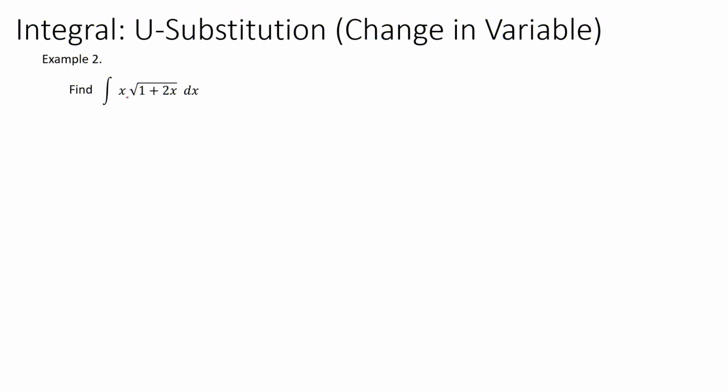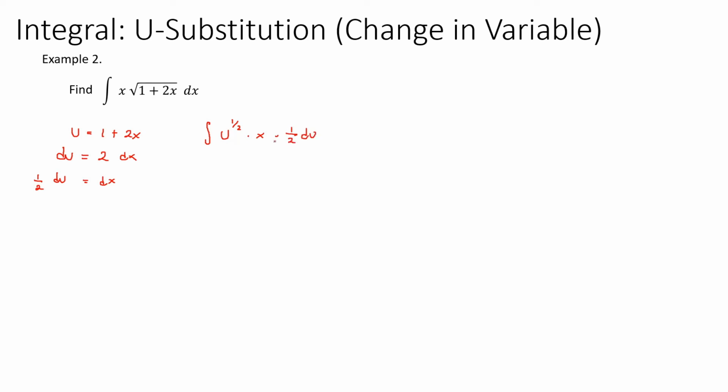Okay, let's look at one more example. In this case we have the integral of x times the square root of 1 plus 2x dx. So your u will be the inner function, which happens to be 1 plus 2x. So your du is 2 dx. So we could say 1 dx is equal to half of du. So we have the integral of u to the 1/2 power times x times 1/2 of du.